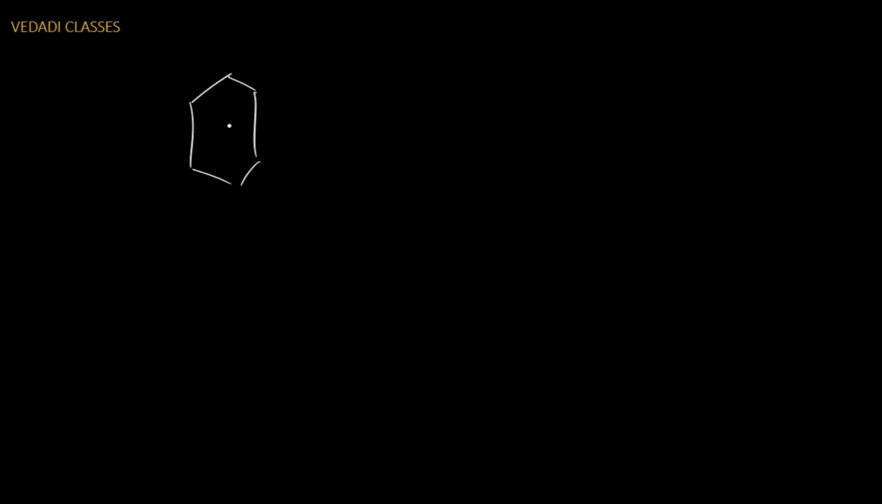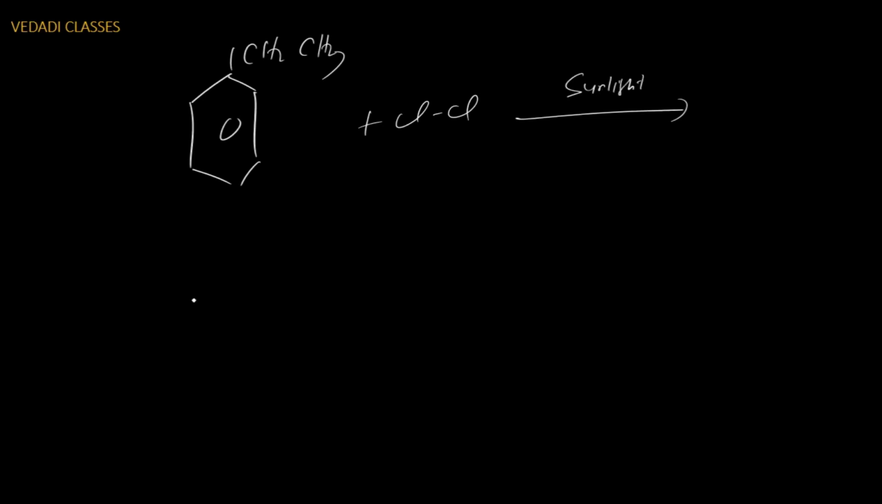Suppose we have C6H5CH2CH3, and it will undergo chlorination in presence of sunlight. So what do you think, what will be the product? And it forms X. This further on reaction with chlorine and sunlight will give you Y. You have to find out X and Y. So how do we get X and Y?